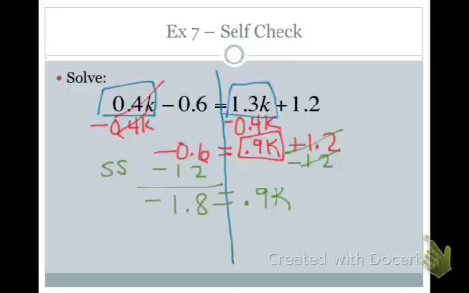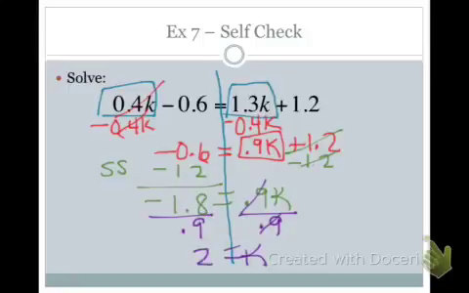Now what we're going to do is divide the coefficient away from the k, and so that k is all by itself, a positive 1k, and as you divide 1.8 divided by 0.9, you get a nice whole number 2, but one negative is going to make that solution for k a negative 2.